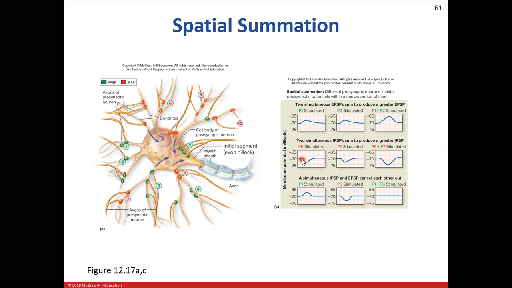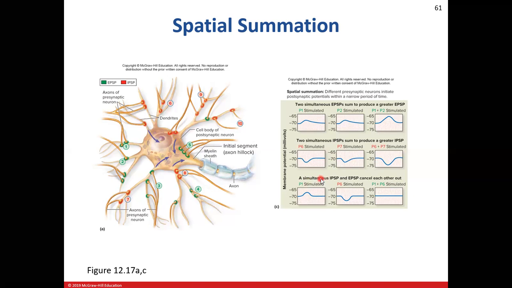Now here we have two simultaneous IPSPs summed together. Here we have postsynaptic potential at number 6. So we have one coming in there, and then also at number 7, all the way over here. So as one comes into the cell body, another comes into the cell body. Again, the same thing. You'll notice in this case, we got about a 2 or 3 millivolt change towards the negative side. When you add them together, it produces a greater IPSP of about 5 millivolt difference.